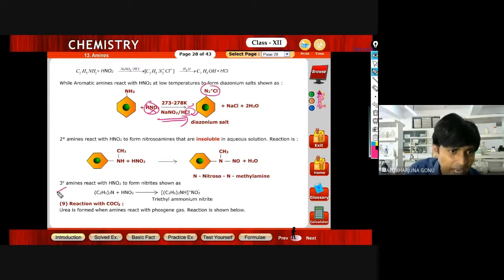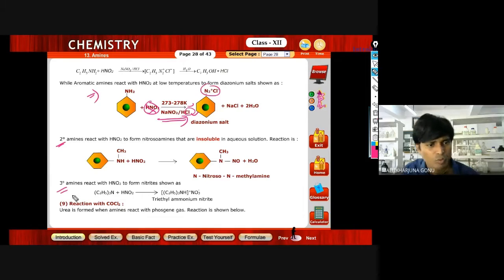Next, tertiary amines. This is the secondary amines, this is the primary amines. In the tertiary amines case, what happens? Tertiary amines react with the HNO2 to form nitrites, shown as. So nitrites will form here. Basically, HNO2 is the acid, this is the base. That means NH+ will form. This will become the acid form, and this NO2- will act as a counter ion.